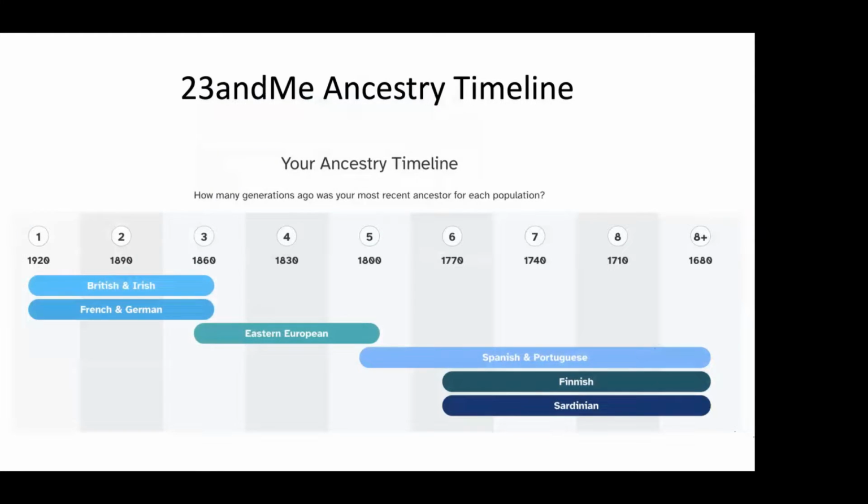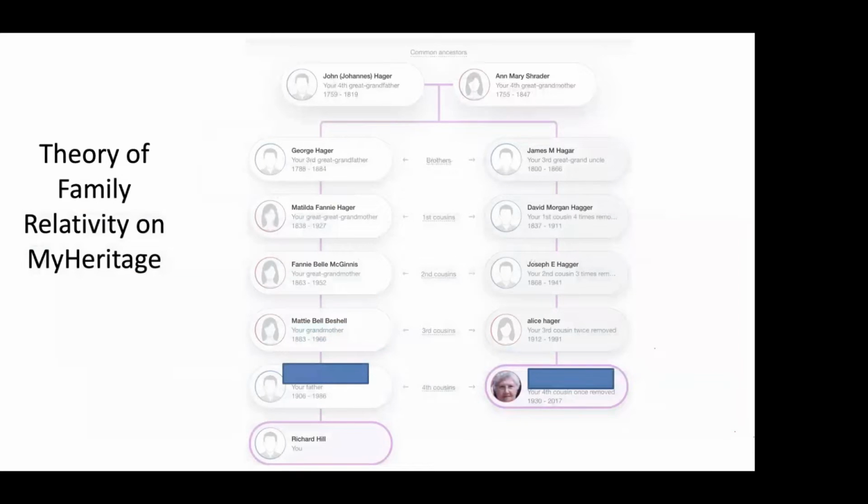23andMe places your different ethnicities into a timeline. Here's mine. The 3 most recent ones to the left are ones I know about. The 3 older ones to the right are new to me. They might reflect ancestors I have not yet discovered.